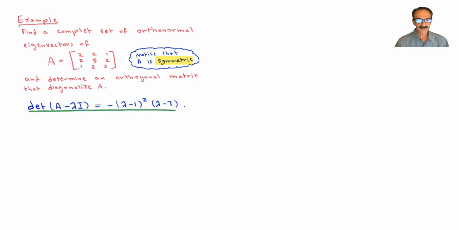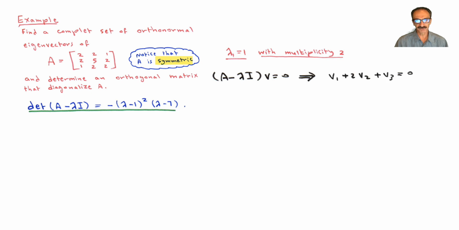So we know how to find lambdas. We go for the determinant of A minus lambda I, and this is what we have. So we have two lambdas, as you could see. Lambda 1 equals 1 with multiplicity of 2, and we go back and put 1 in. A minus 1 times I, V equals 0. We solve for it, and we get V1 plus 2V2 plus V3 equals 0. So it's only one line. We have two free variables, of course.